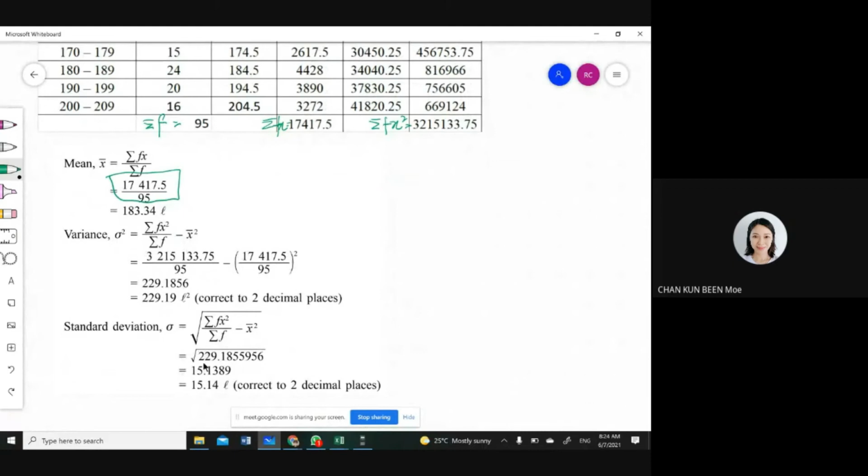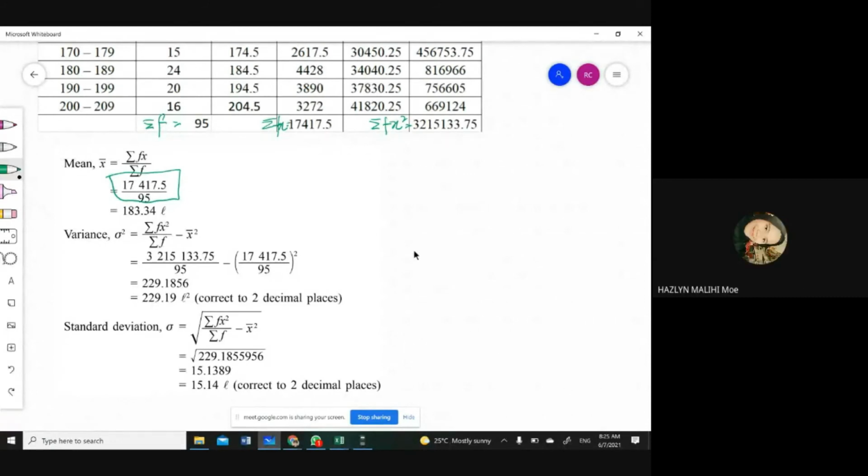That's why you can see the square root is 229.1855956, not 229.19 like the last answer here. If you use the last answer from there, you won't get an accurate number. That's why you have to start from here, to replace this part, and you will get 15.14 liters, correct to 2 decimal places. Do you have any questions, class?